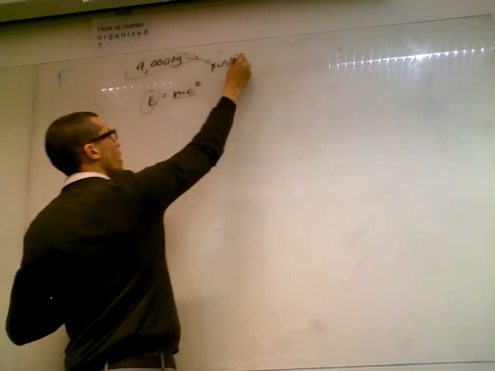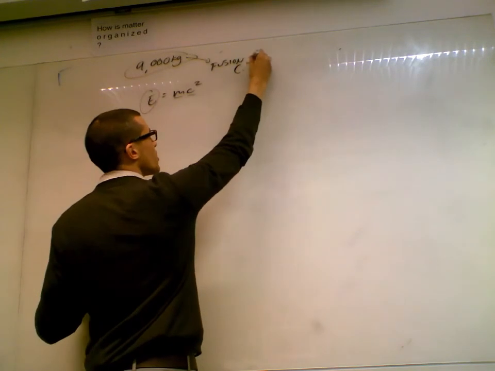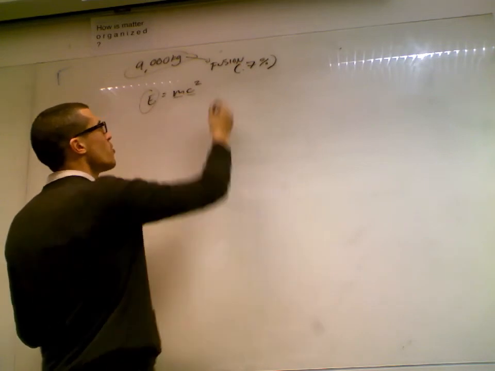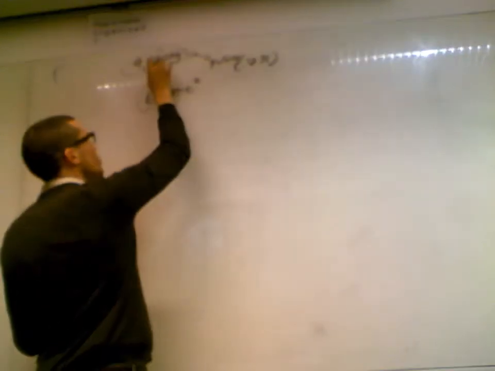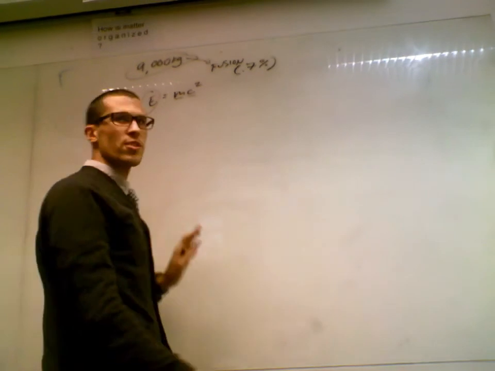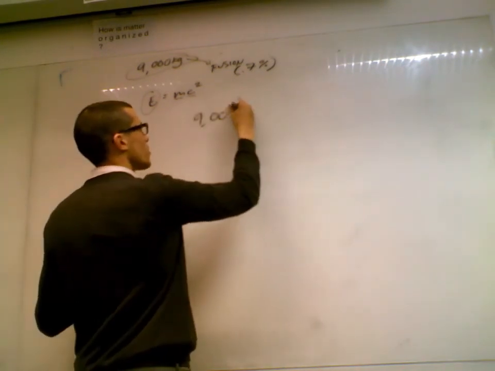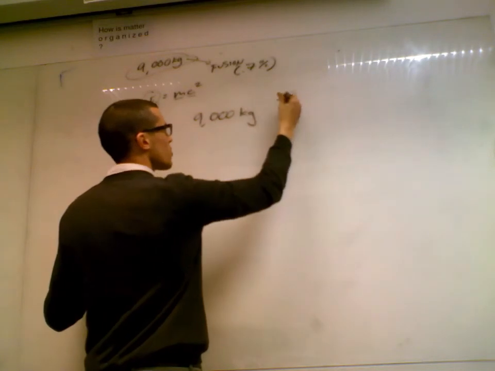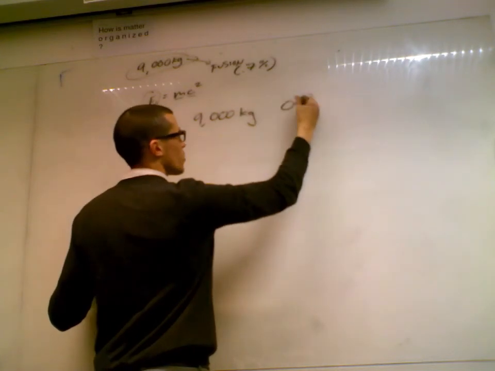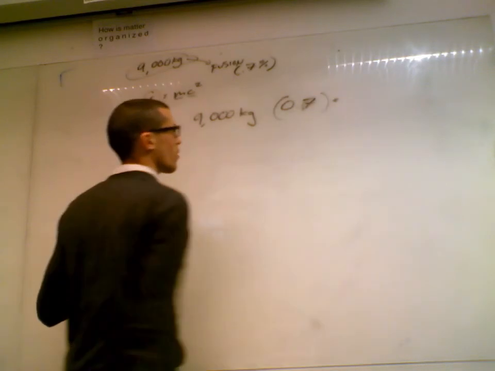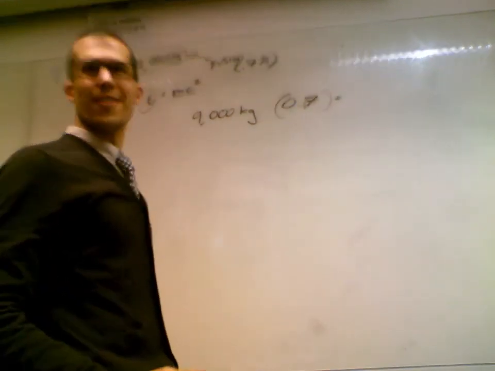Well, you'd figure out, since fusion takes 0.7% of its total mass and turns that into energy, you can figure out what 0.7% of this mass is. So you take 9,000 kilograms times 0.7, and that turns out to be, I don't know, but it's a number.